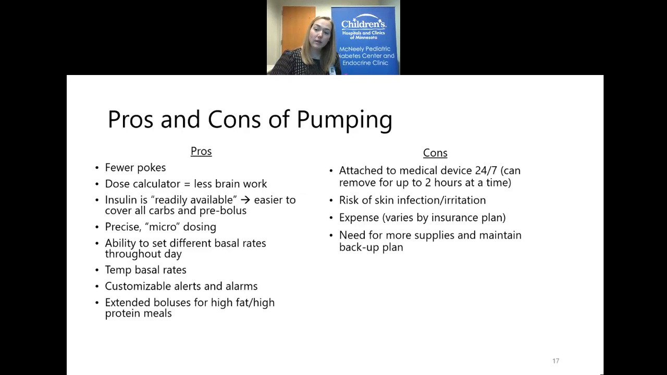Another con of pump therapy is you do need more supplies. You don't just need insulin and pen needles. You need the pump, and then you need infusion sets. You need your reservoirs, as well as a backup plan and backup supplies. Because if your pump were to ever fail, your body still needs insulin. So we need to keep pens and syringes and pen needles, all that at home, as well as a backup plan and supply.